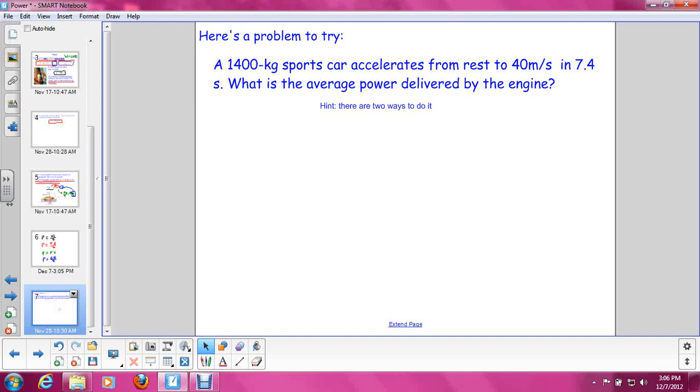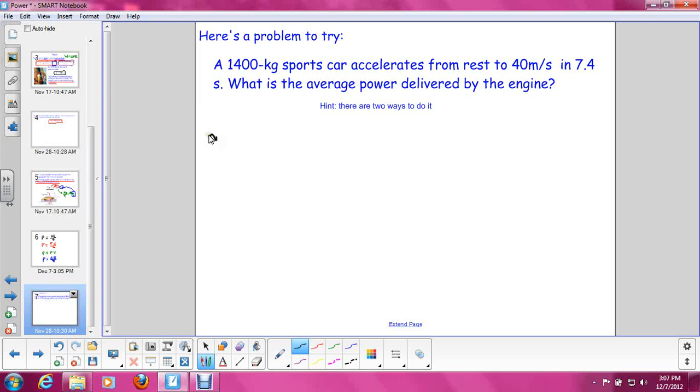A 1,400 kilogram sports car accelerates from rest to 40 meters per second in 7.4 seconds. What is the average power delivered by the engine? And there are two ways to do this. So the first thing that I'm going to do is list everything I'm given in this problem to help me figure out which one of those four equations I am going to use.